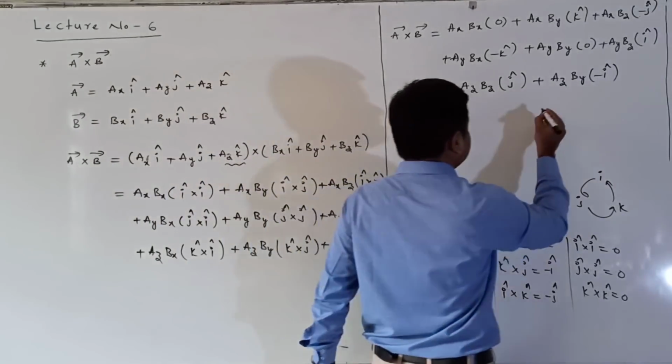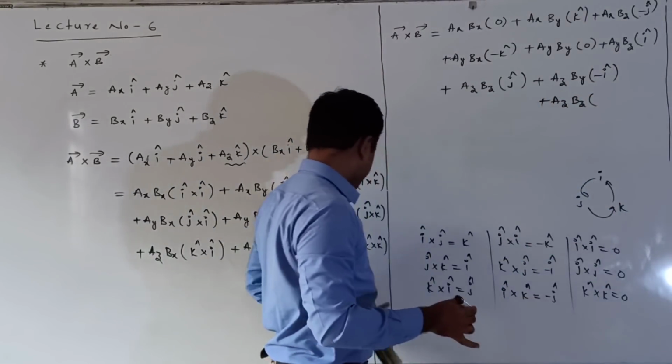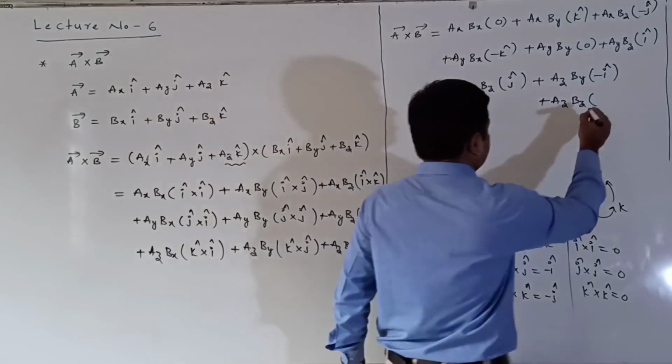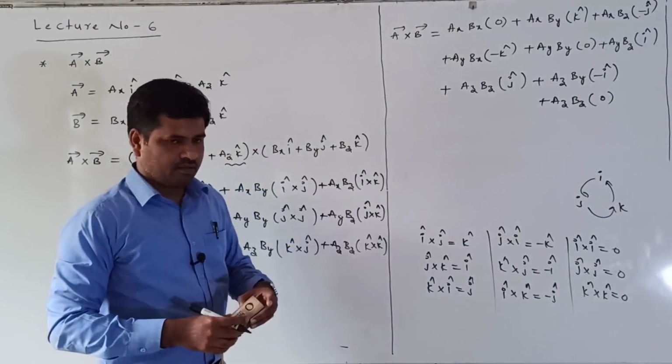Next AZ BZ into K cap cross K cap is equal to 0. We have completed all these terms using these formulas. Right.